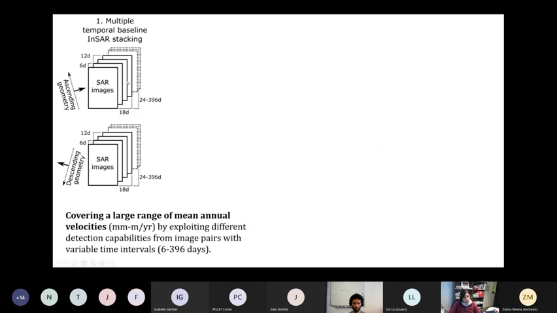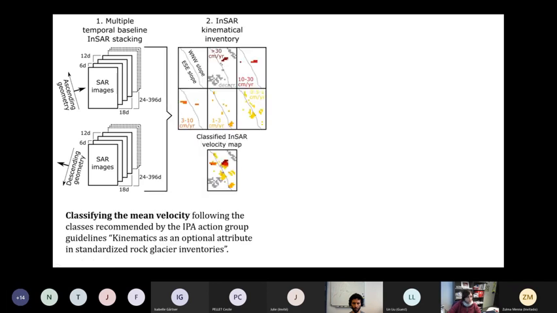And also we use two different geometries, so different viewing angles of the satellite, to overcome this limitation I spoke about before related to the line of sight. So using the entire stack of information we have from Sentinel-1, and using many pairs from many years, you can get an overview of the mean annual velocity from millimeter to meter, and document different kinds of landforms, basically.